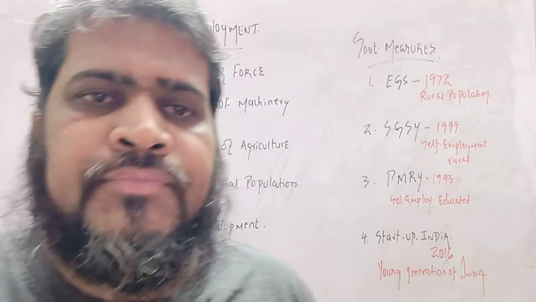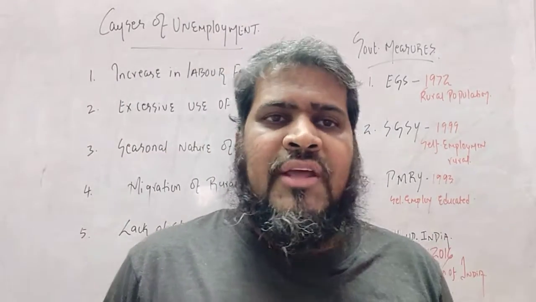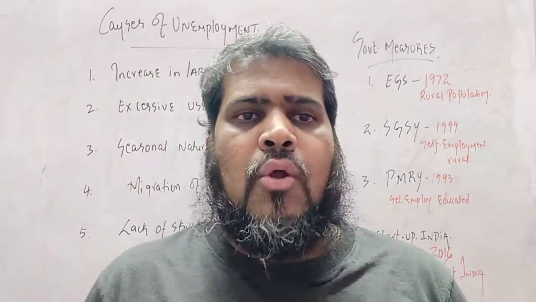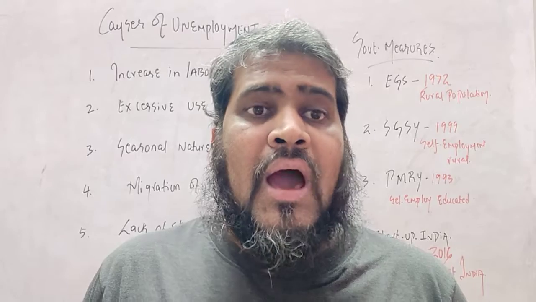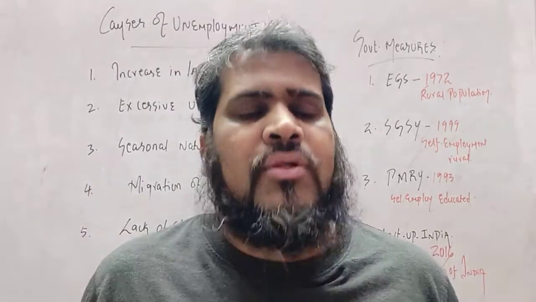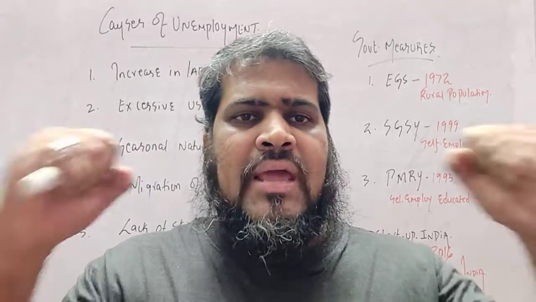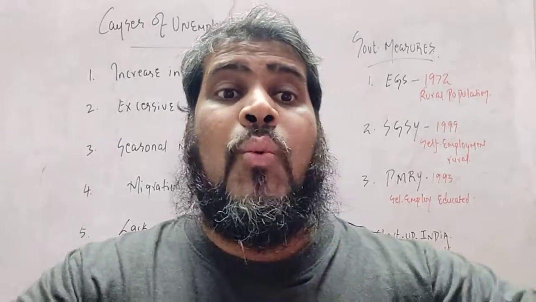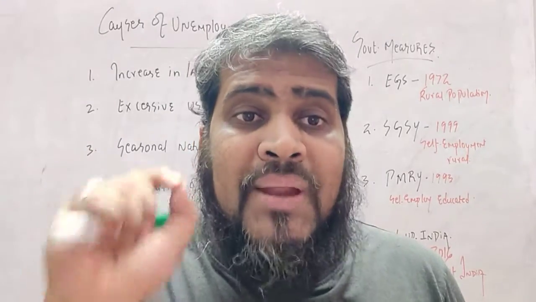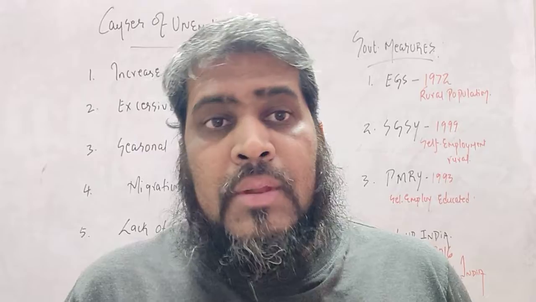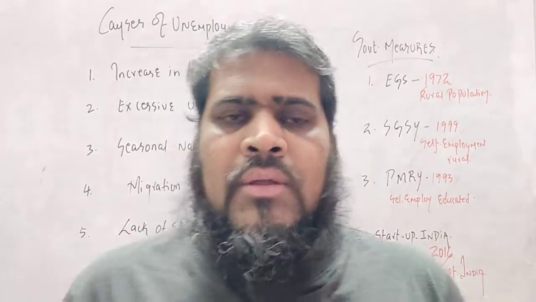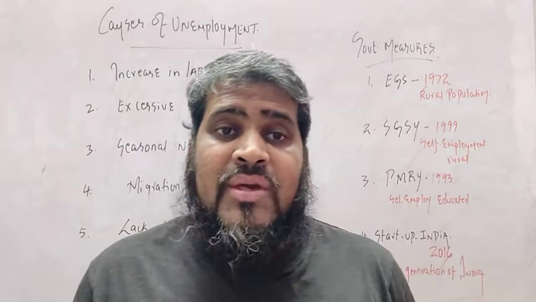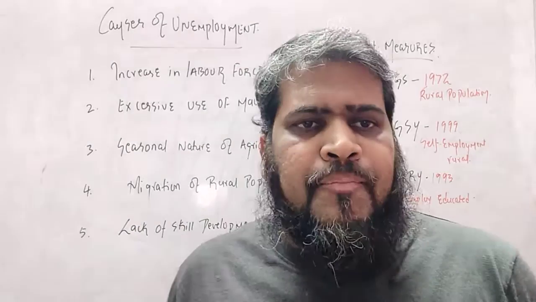Hello students, today we are going to continue with the chapter of unemployment. What is unemployment? Unemployment is a situation where a person is able to work, and willing to work at a prevailing wage rate, but then also that person is not getting any job, any work. That situation is known as a situation of unemployment.